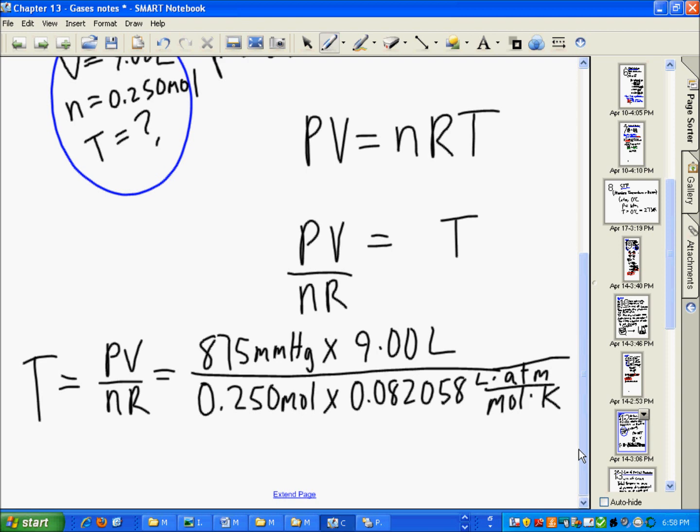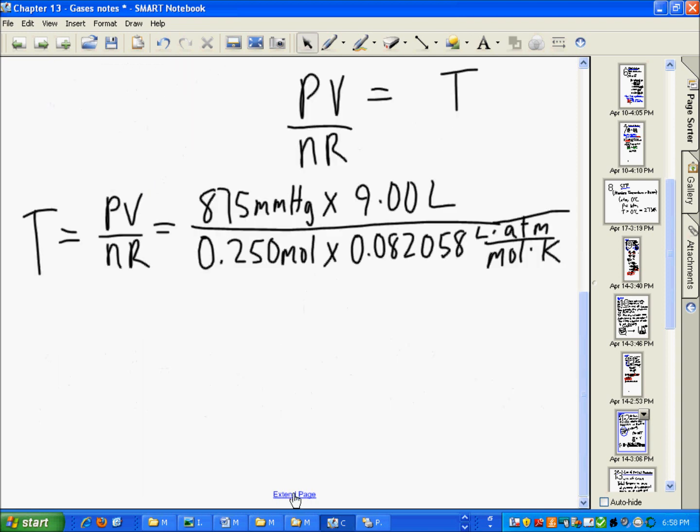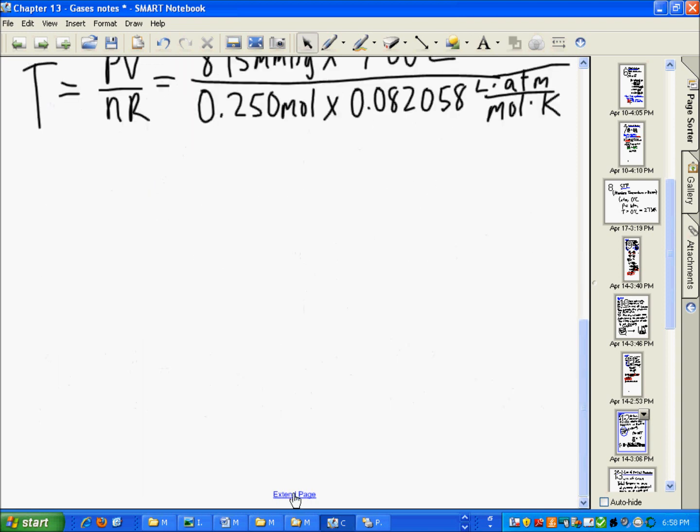You don't have anything to cancel the atm and the mm of mercury. Right. There's nothing to cancel the millimeters of mercury. That's a pressure unit. There's nothing to cancel the millimeters of mercury and the atmospheres. So we need to change the units. And what we need to do is convert millimeters of mercury to atmospheres. And that's something that you'll have to look up the conversion for.